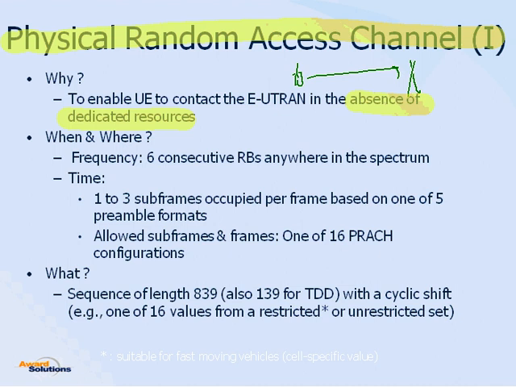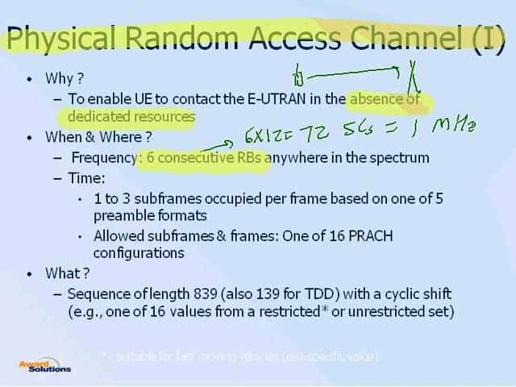Where is that channel? Well, 6 consecutive resource blocks. So it will correspond to 6 times 12, 72 subcarriers, about 1 megahertz spectrum. But it doesn't have to be in the central part of the spectrum or wherever. It doesn't have to be. We can put that random access channel anywhere, and the system information will tell you the location of the random access channel.